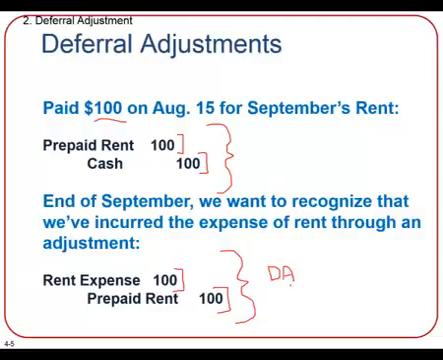I'm just going to say it's the DA. That's the deferral adjustment. It affected one income statement account, which is our expense, and one asset on the balance sheet. So there's our income statement account and our balance sheet account. And that's a deferral.